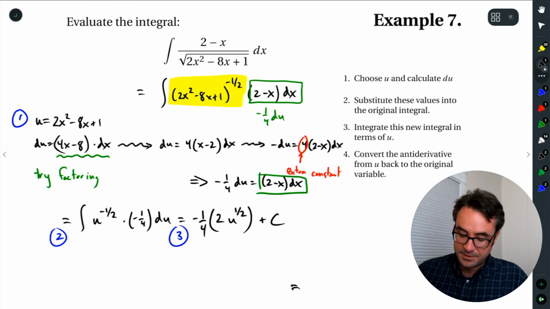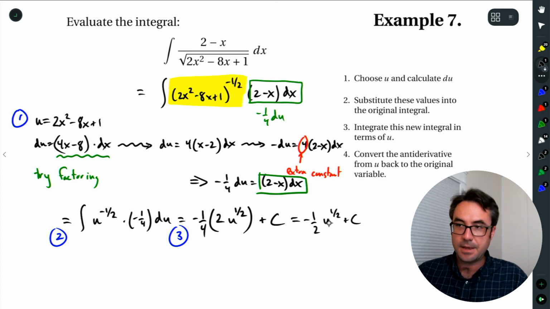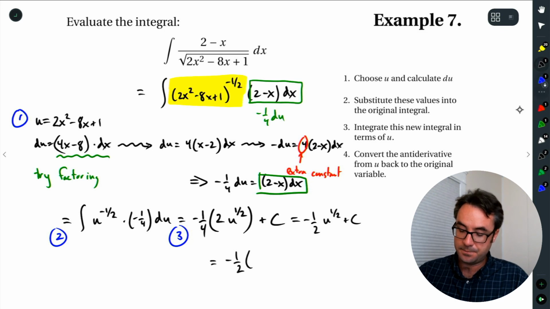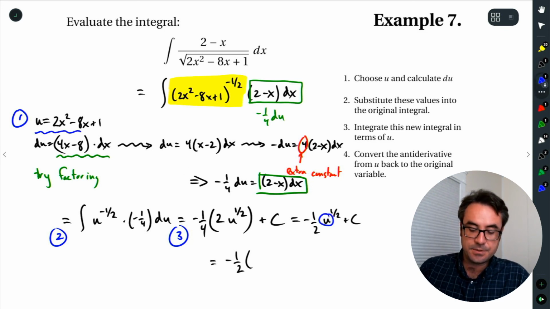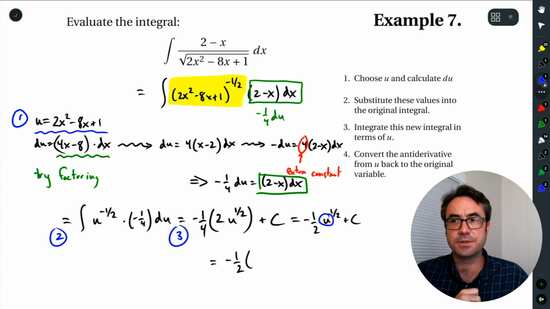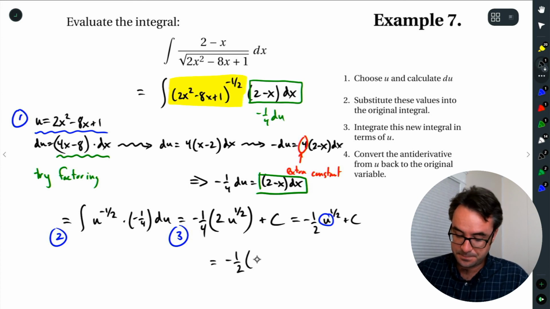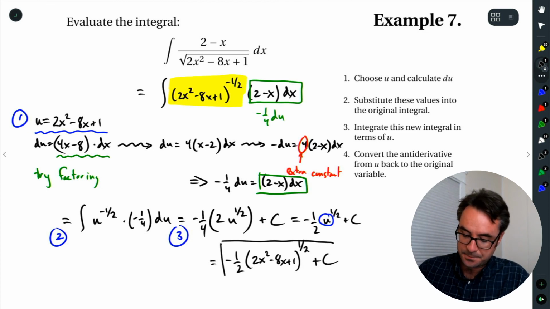So I would simplify this, and it's usually helpful to try to simplify first. So the 2 times 1/4 simplifies to just a negative 1/2 there. And now I can plug back in. So I end up with negative 1/2. And then my u term here, u, is this 2x squared minus 8x plus 1. So we can fill that in. And that's raised to the power 1/2. And then we have our plus c. And there we go. We have our antiderivative.